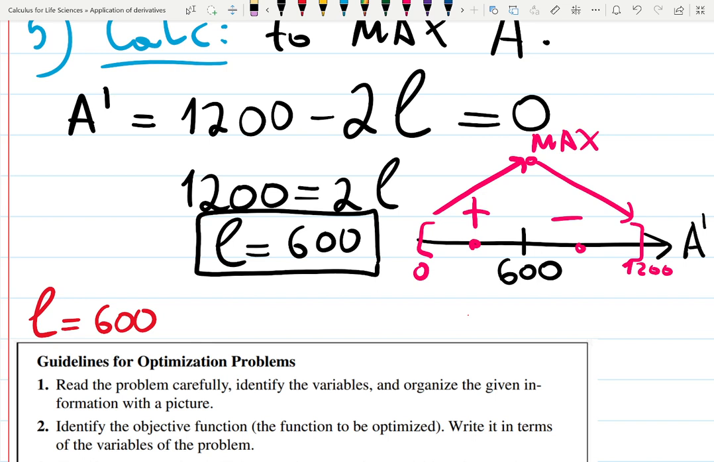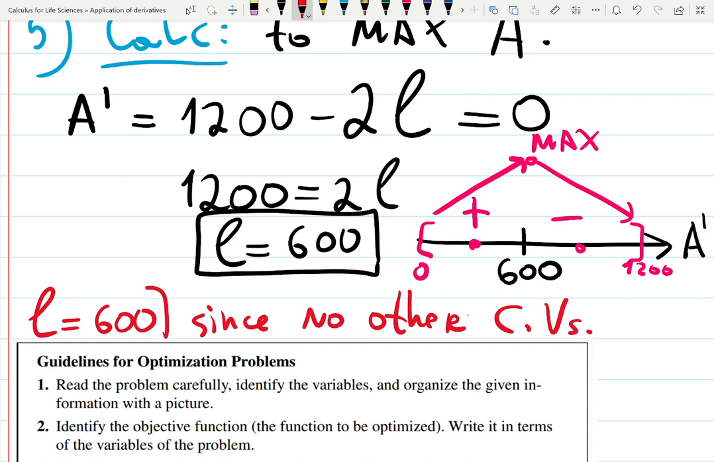600 is your answer since there are no other critical values. 600 is my global maximum. It's local by the first derivative test, but it's global from this claim. There's no other critical value, so it cannot go and change direction and have one more hill anymore.